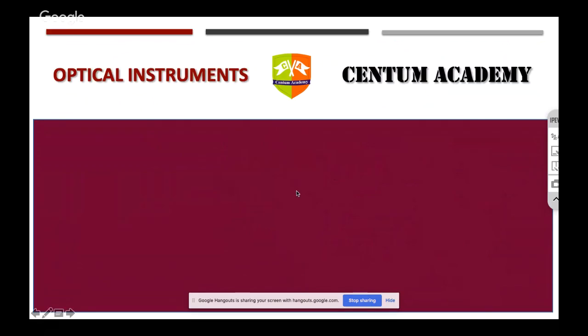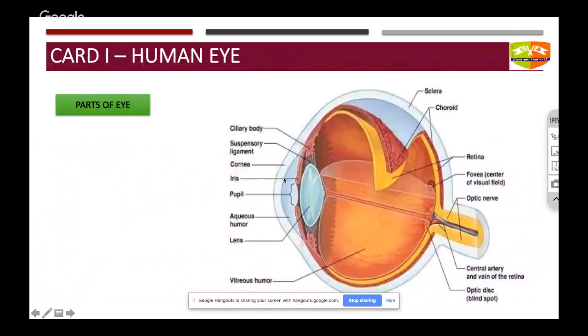Okay, so now look here. To discuss the parts of the human eye, I have taken this diagram. I'm taking this example of the human eye. This is a rough diagram of the human eye.